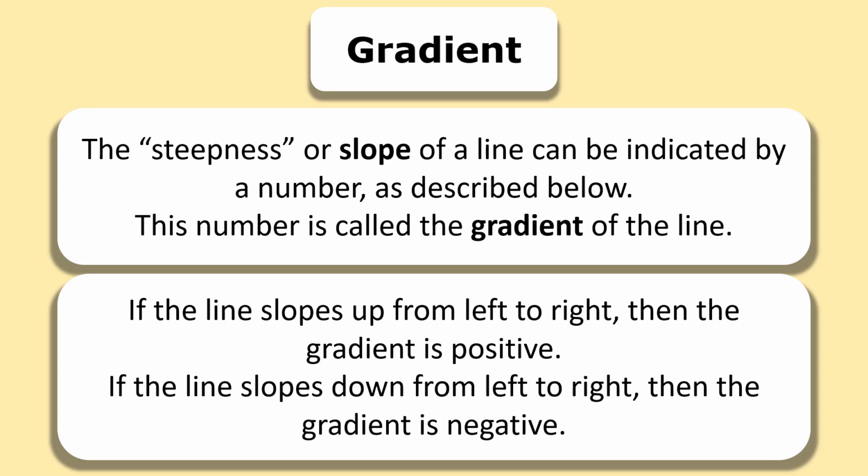To summarize, gradient is the steepness or slope of a line that can be indicated by a number as described below. This number is called the gradient of the line. If the line slopes up from the left to the right, then the gradient is positive. If the line slopes down from left to right, then the gradient is negative.